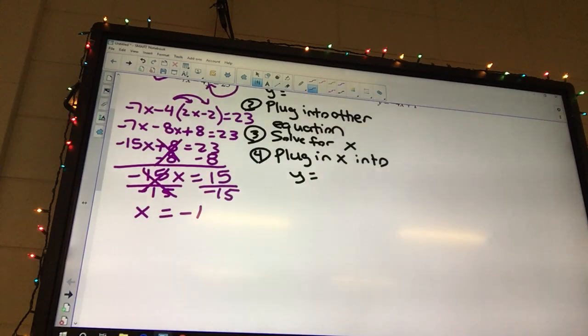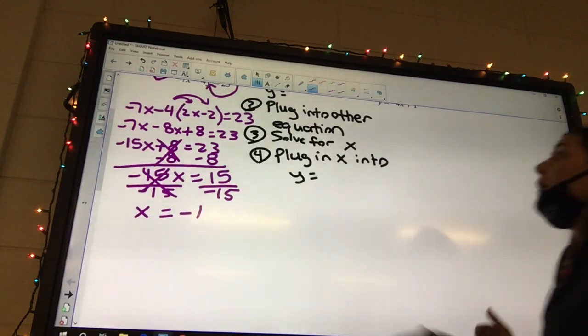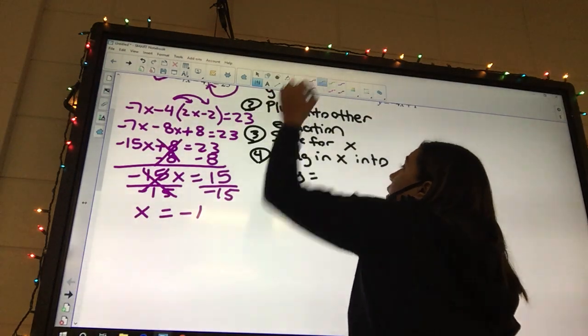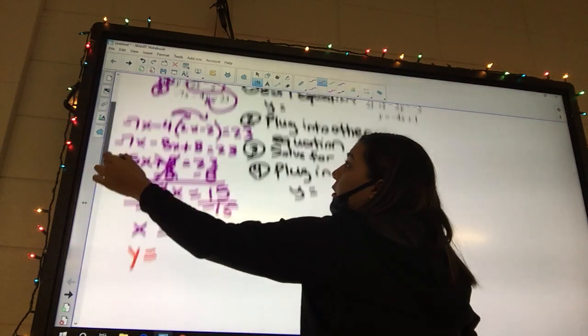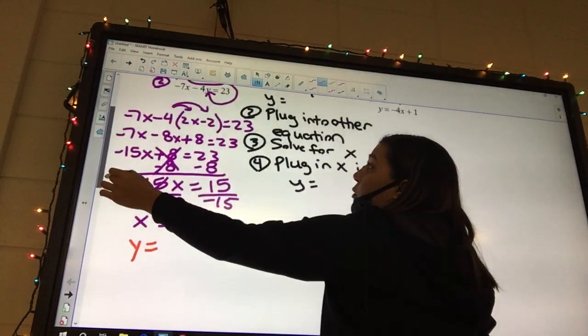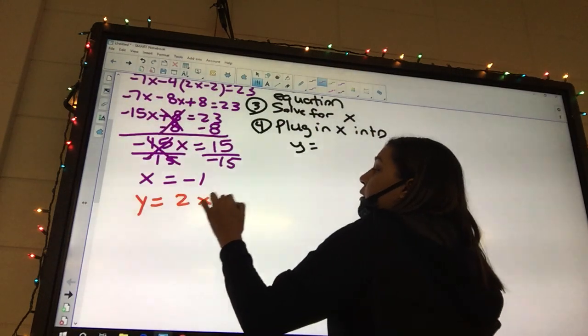Okay, so we're on step 3. We have solved for x. Our step 4 says plug x into the y equals. Okay, well, what does our equation say y equals above? You really need to look and see, well, what did you circle up here? 2x minus 2.